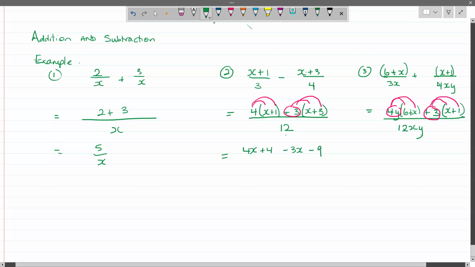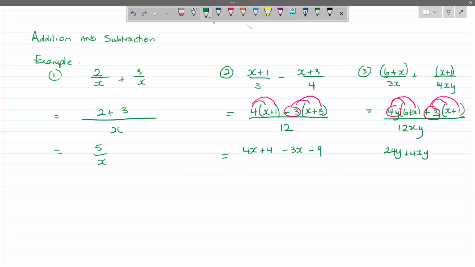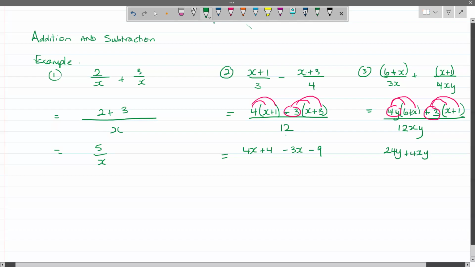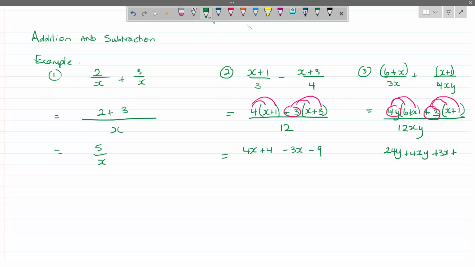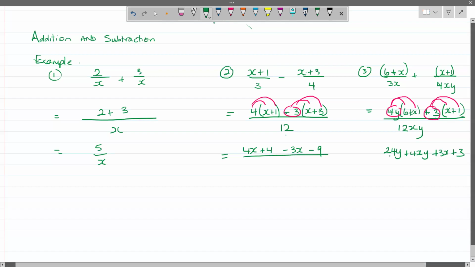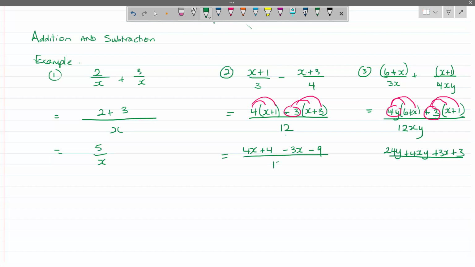4y by 6 here will give me 24y. 4y by x will give me plus 4xy. I take any plus here because both of them are positive. Plus 3 by x will give me plus 3x. See where the plus is coming from? Plus by plus will give me plus. 3 by 1 will give me 3. See that? Put back my denominator.